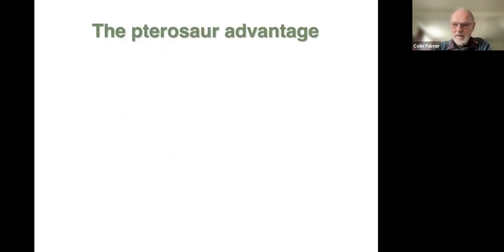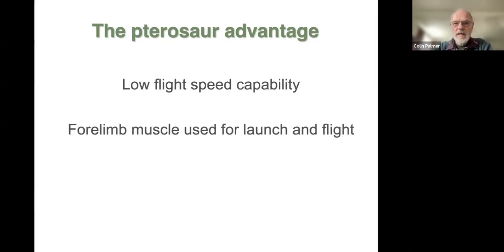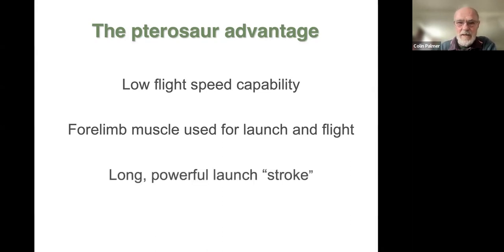So just coming now to the end of things, what are the pterosaurs' advantages? Well, they have a low-speed flight capability. I didn't go into it, but that membrane wing allows them to vary the camber of the wing so that they can actually have a high camber wing at low speeds, which helps them to generate sufficient lift to fly slowly so they don't hurt themselves when they're landing. Most importantly, the forelimb muscle is used for launch and for flight.